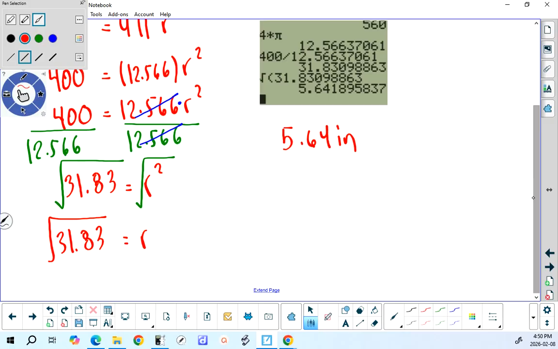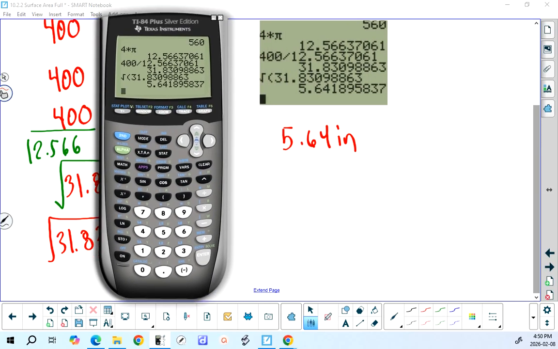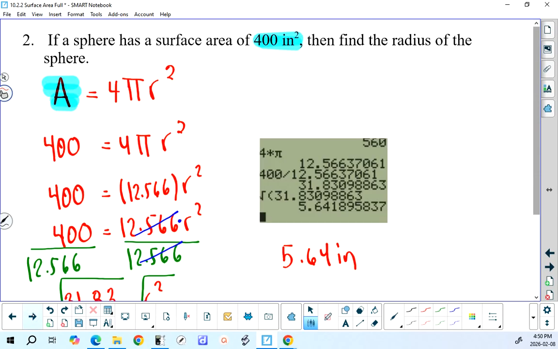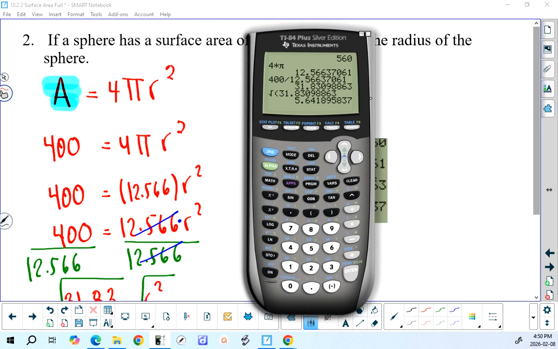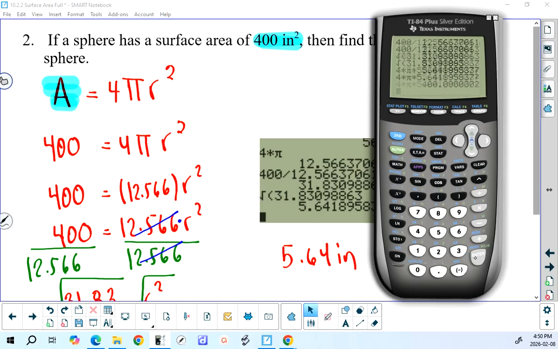Now let me prove to you that that's correct. If that's the radius, then looking at my formula, there's my formula at the top of the screen. If I take 4 times pi times my answer squared, well, I don't get exactly 400. My calculator is a little glitchy, but I get 400 square units.